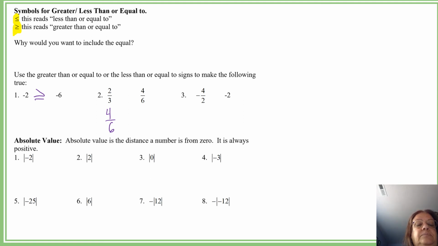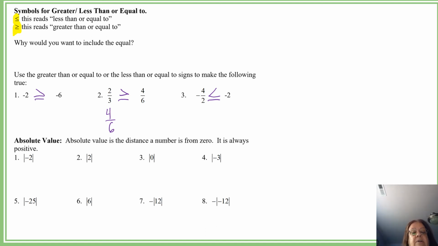So I can do either one I want. I could do less than or greater than as long as I put the equal to, because these are equal. All right, -4 over 2. That's actually -2 because 2 times 2 is 4. All right, so these are actually, again, equal. So just for grins, I'm going to use the opposite. As long as I have the equal to, I'm good.